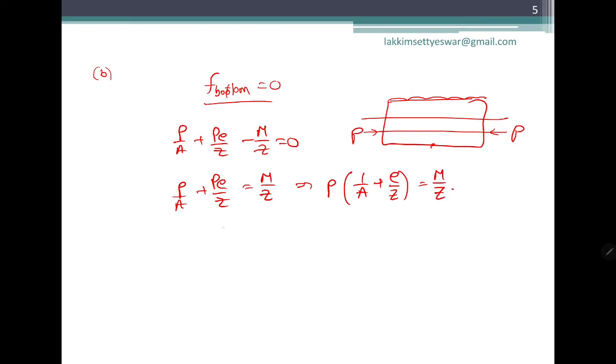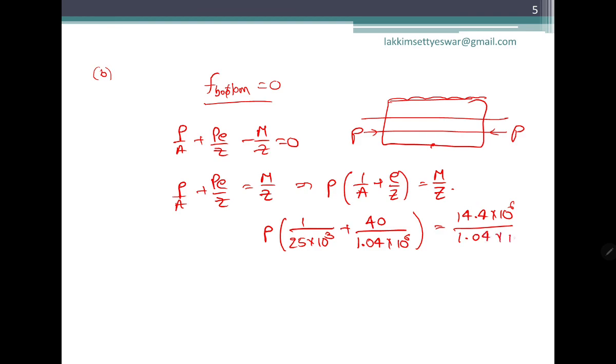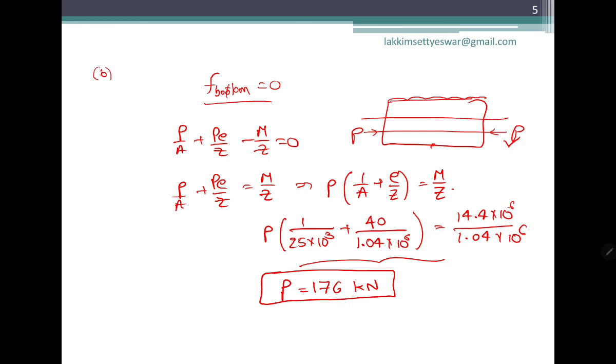Let's substitute all the values here. So P times (1 by the cross sectional area 25 into 10 cube, plus eccentricity 40 by Z, which is 1.04 into 10 power 6) equal to 14.4 into 10 power 6 divided by 1.04 into 10 power 6, the section modulus. By solving this equation we will get P equal to 176 kilonewton. So this much pre-stressing force is required to counterbalance the live load and dead load without causing any tension at the soffit of the beam. Thank you for listening.